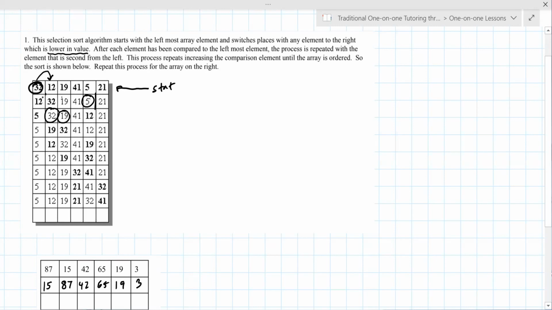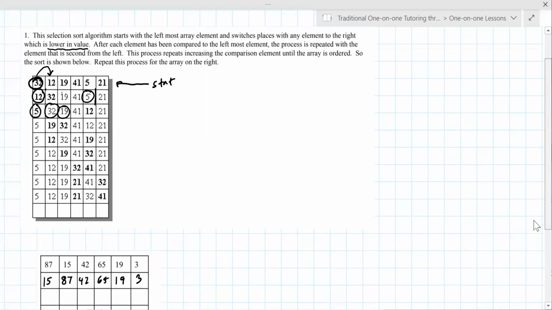Okay. Now you look at the 12. 32 isn't lower, 19 isn't lower, 41 isn't lower, but 5 is lower. That's why they switch places. Oh, okay. So now 5, you look and it's not lower than anything. So now you start with the 32. Okay, so I think we can do this now. Okay, yeah, that makes sense.